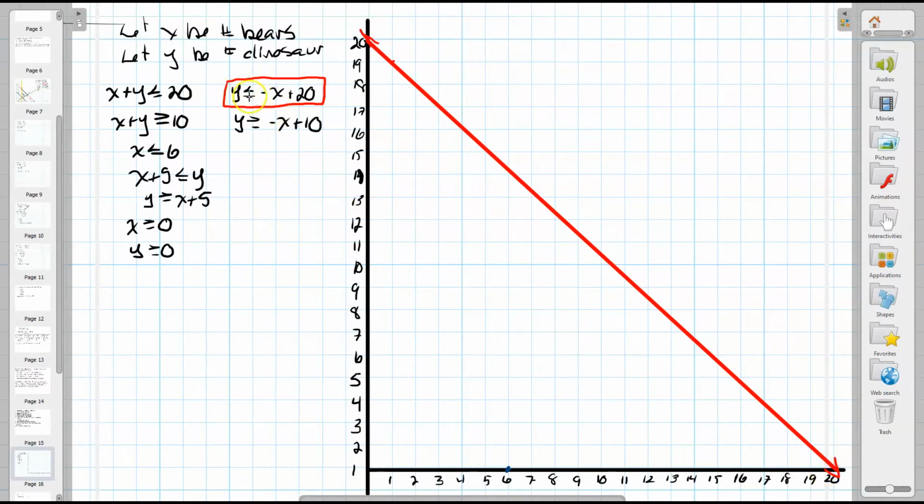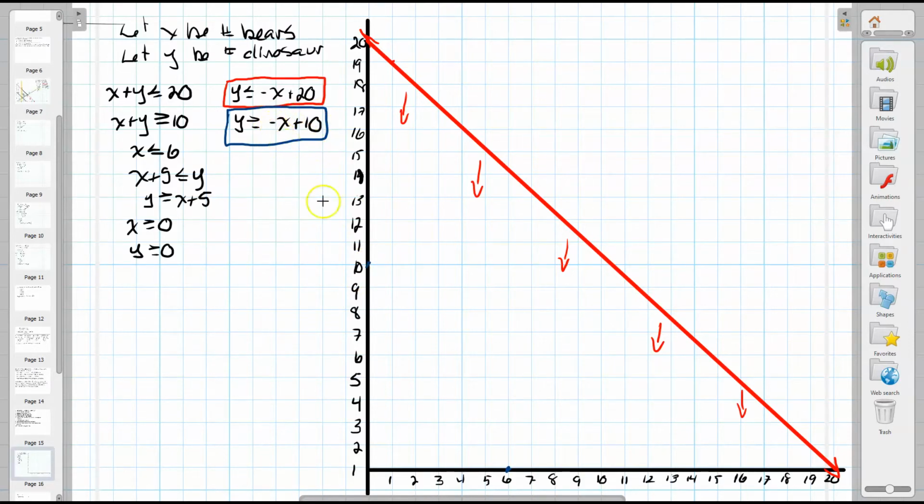Then we need to look at the inequality and figure out which way the shading goes. Because it's less than, that means the arrows go down. So we can go ahead and draw on the arrows indicating less than. Take our next line, y greater than or equal to negative x plus 10. Same process, our y-intercept is 10. Put that on the graph.